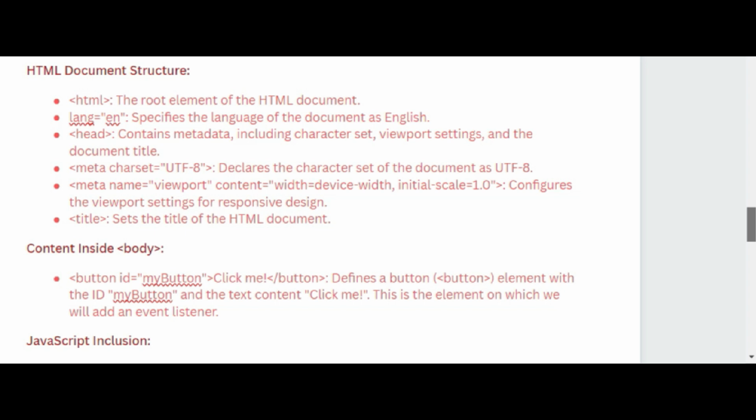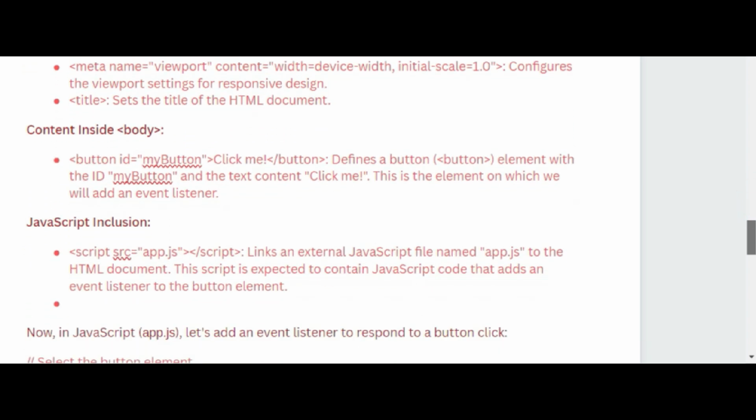Meta charset UTF-8 declares the character set of the document as UTF-8. Meta name viewport, content width equals device width, initial scale 1.0, configures the viewport setting for responsive design. Title sets the title of the HTML document, which you choose yourself, right? Then the content inside the body: a button with id my button and the text Click me. This defines a button element with the ID my button and the text content Click me. This is the element on which we will add an event listener, right?